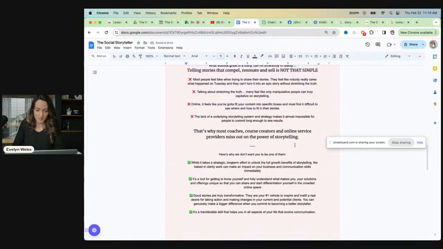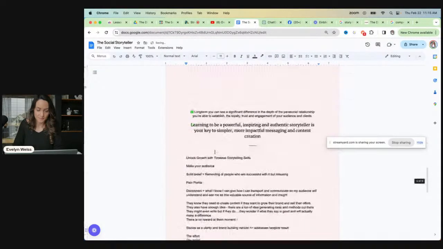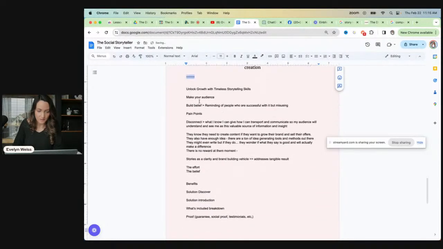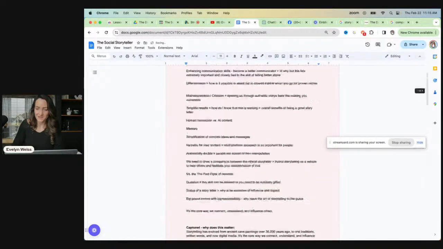Okay, so this would be my benefit section. And now we have the pain points, the benefits. Now we need the solution discovery story. Then the solution introduction, breakdown. For the proof, we will have testimonial screenshots and a 7-day money back guarantee. And then the FAQs are relatively fast. So we are through the biggest portion of it.